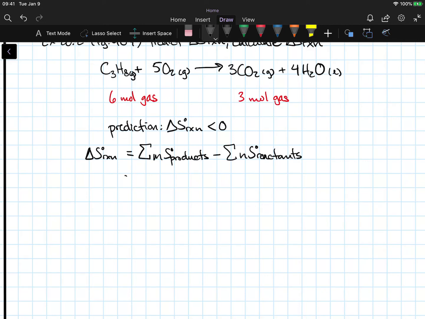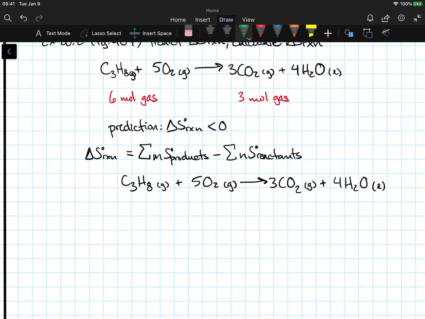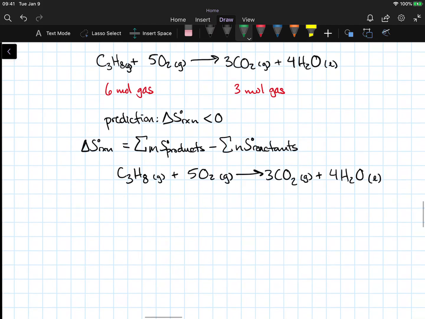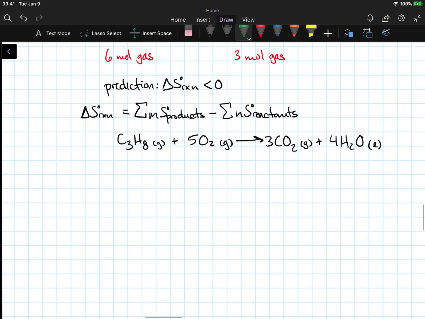So let's just rewrite this reaction. We have C3H8 in the gas phase with 5 moles of oxygen, also in the gas phase, reacting to produce 3 moles of carbon dioxide and 4 moles of liquid water. And all you would do on the exam, or I guess not standard exam format anymore, but what you would do is you'd either be provided with this data or you would have a table where you could go look it up. So I've already done some of that work for us.